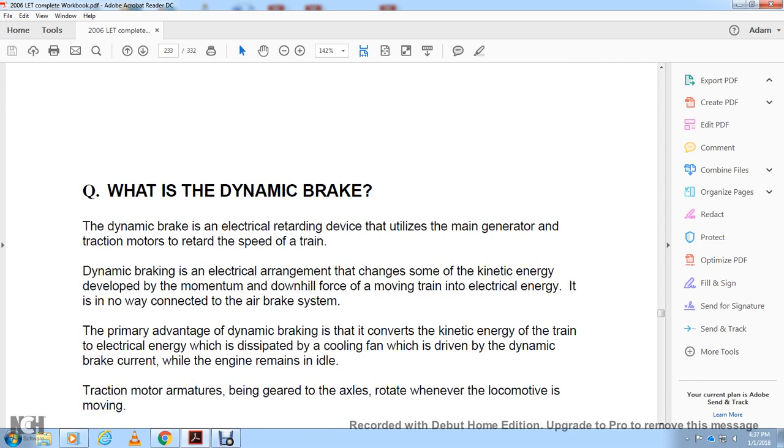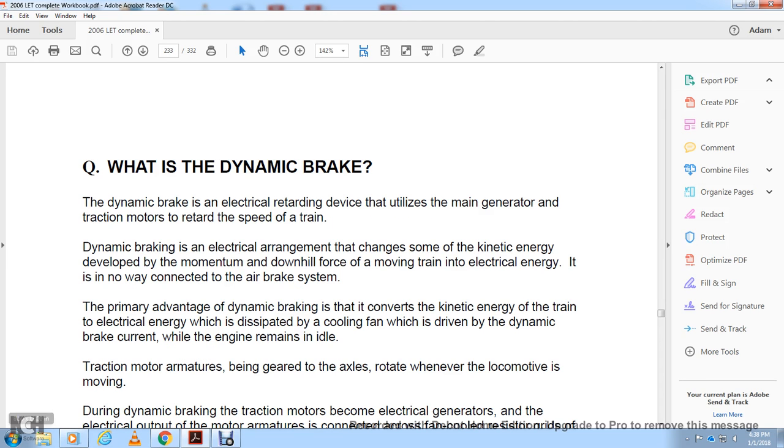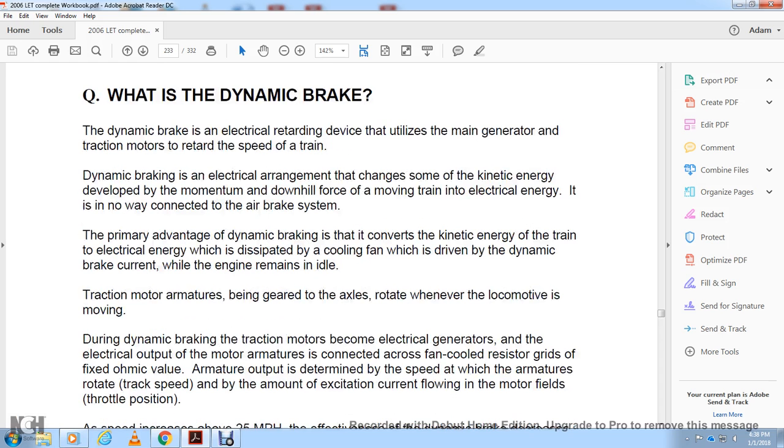The primary advantage of dynamic braking is the conversion of the kinetic energy of the train into electrical energy, which is dissipated with a cooling fan driven by the dynamic braking current while the engine remains idle. The traction motor armature, geared to the axle, rotates whenever the locomotive is moving, but during dynamic braking the traction motors become electrical generators. The electrical output of the motor armature is connected across fan-cooled resistor grids of fixed ohmic value.